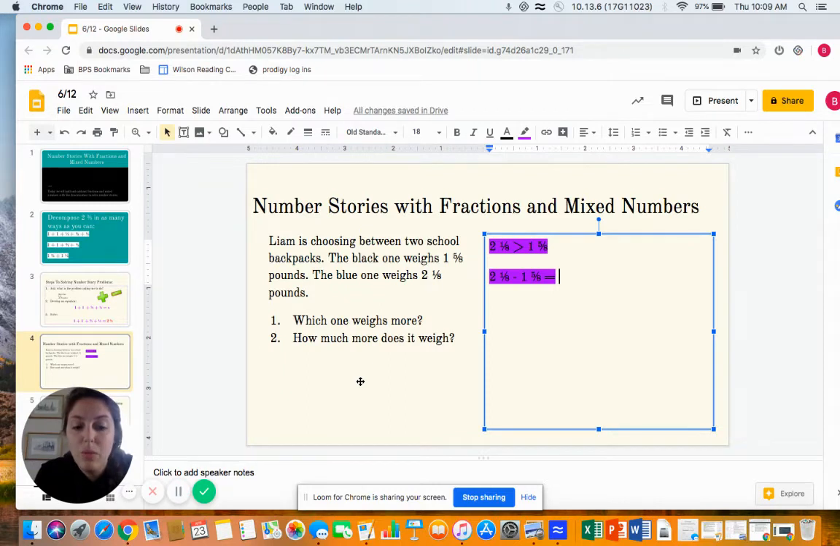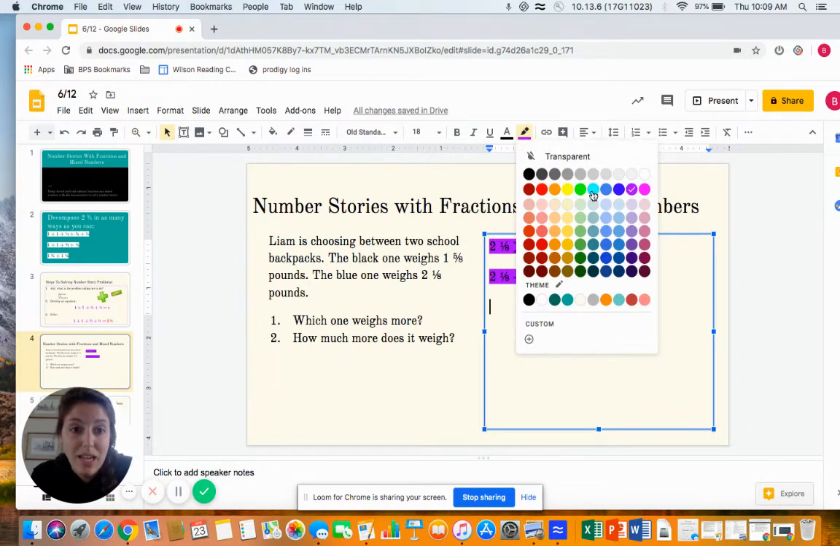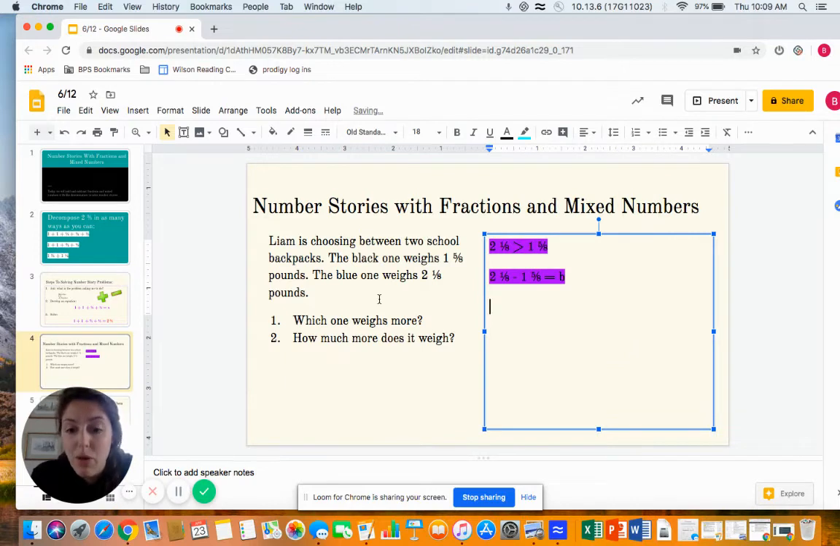And then that's going to equal B, the backpack that I'm looking for and the weight of the amount of it. So now I'm ready to solve. I always like to solve my wholes first and then my fractions. So I'm going to break this up into sections.